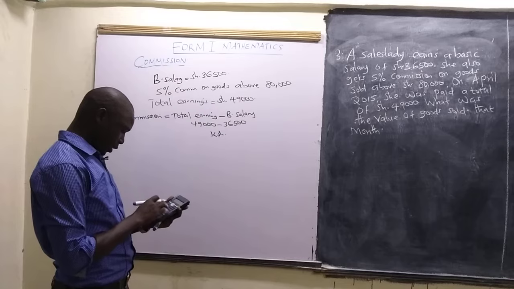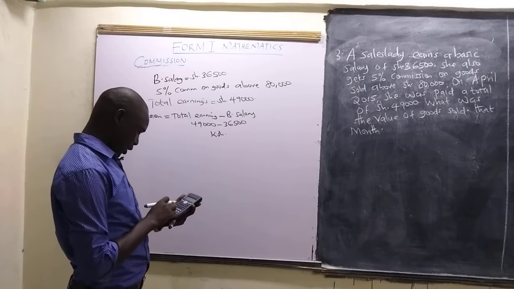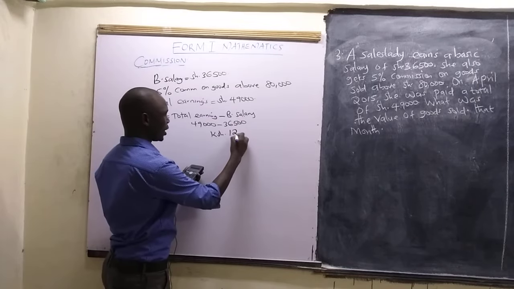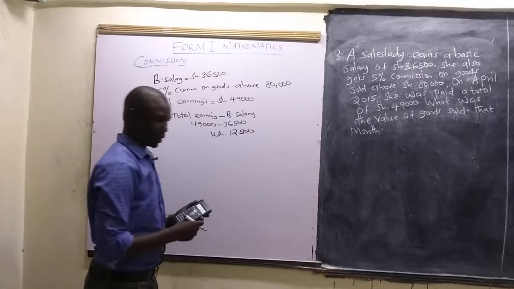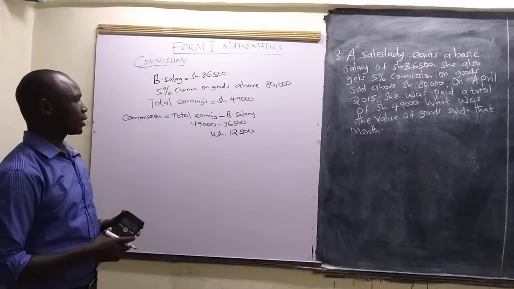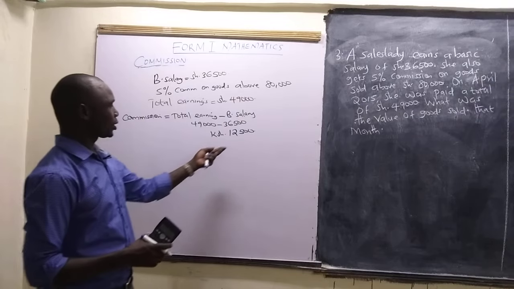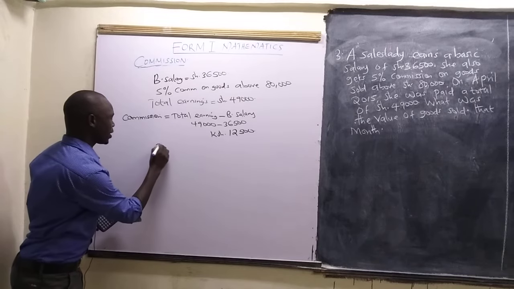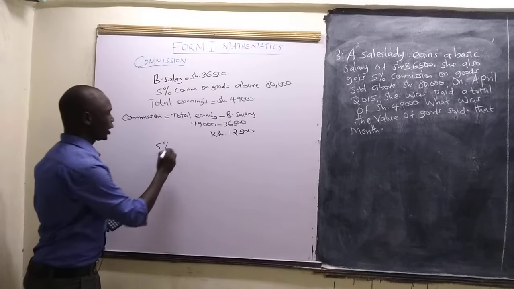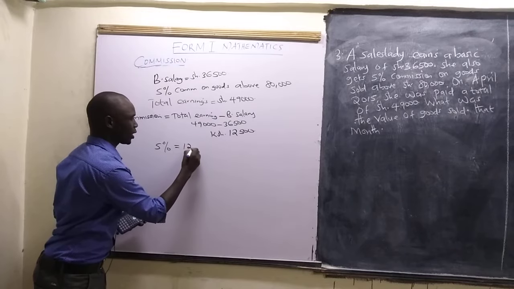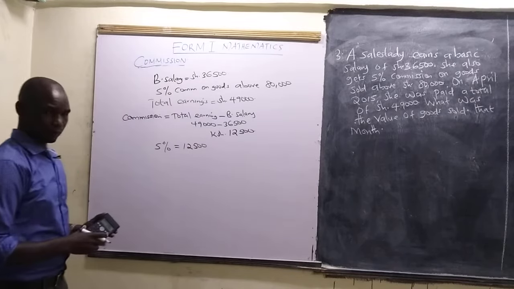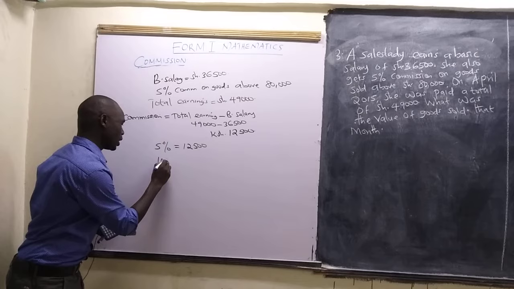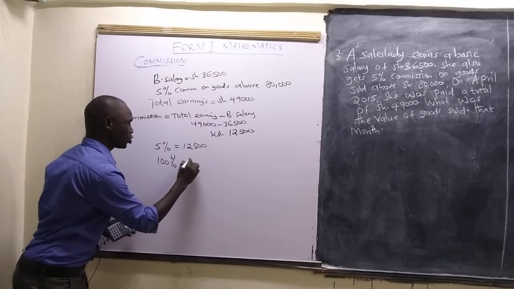So 49,000 minus 36,500 gives us a commission of 12,500 Kenya shillings. And this commission was at the rate of 5%. That is to say, our 5% rate of commission is equal to our commission of 12,500. If 5% is equivalent to 12,500, what about 100%?